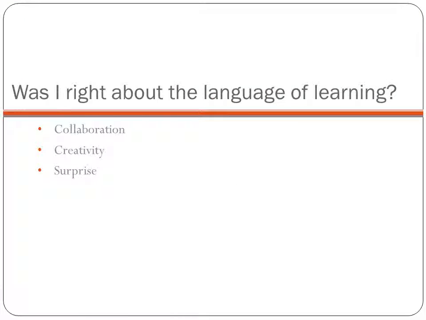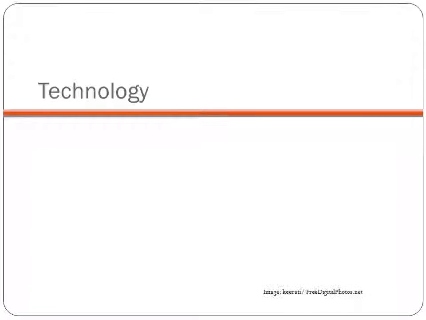Was I right about the language of living being the best language of learning? Well, as it turns out, teens want collaboration, creativity, and the surprise of new things. That doesn't mean the actual language or themes of a book have to reflect the teens. It just means teens need a way to connect and participate with books they've already got. And that's where technology comes in.